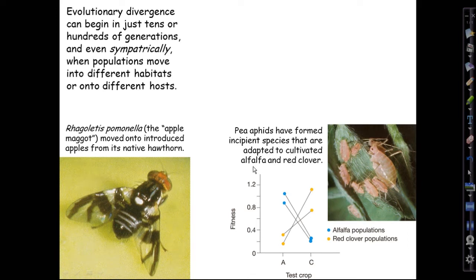on, for example, alfalfa and red clover, which are also, like peas, legumes. Here's a remarkable data set produced a number of years ago by Sarah Via, showing that populations of the pea aphid from alfalfa, here A, on the x-axis for alfalfa, have high fitness on alfalfa and miserably low fitness on red clover. While conversely, pea aphids from red clover are well adapted to it, have high fitness on it, when transferred to alfalfa, have equally miserable fitness on this other host.